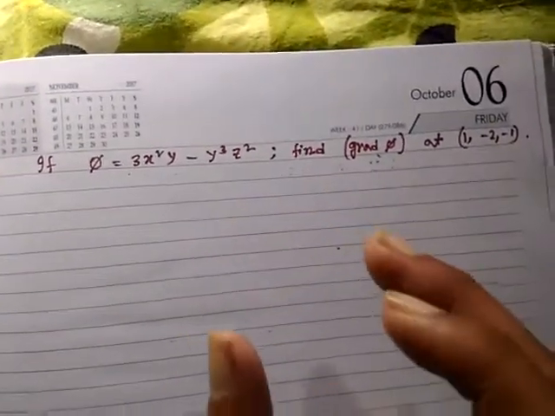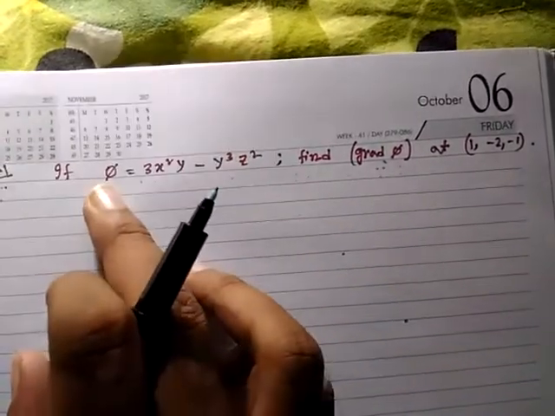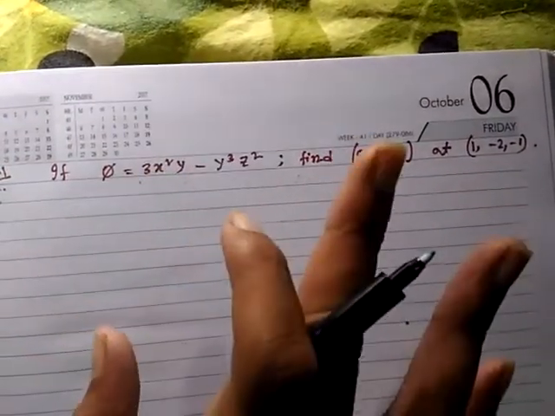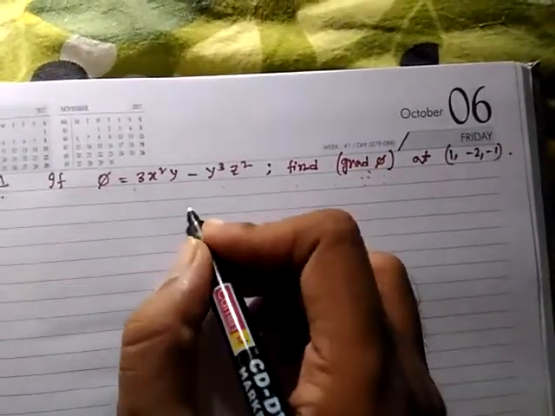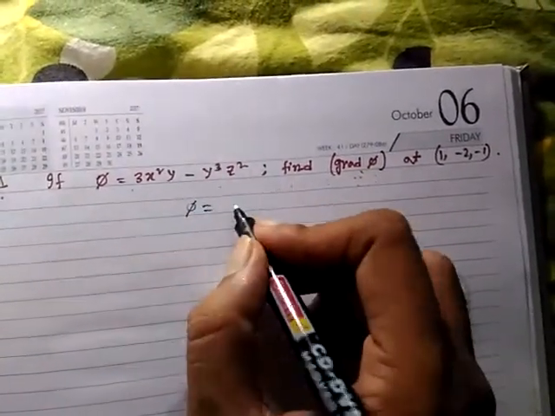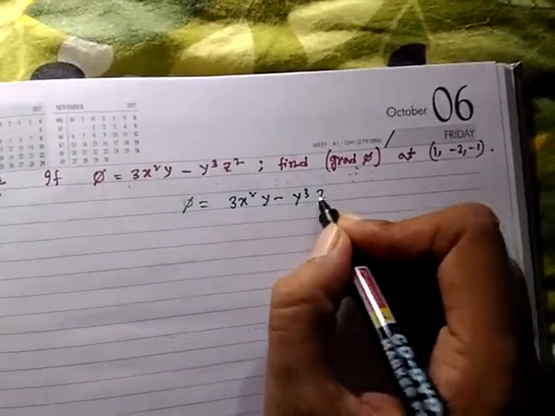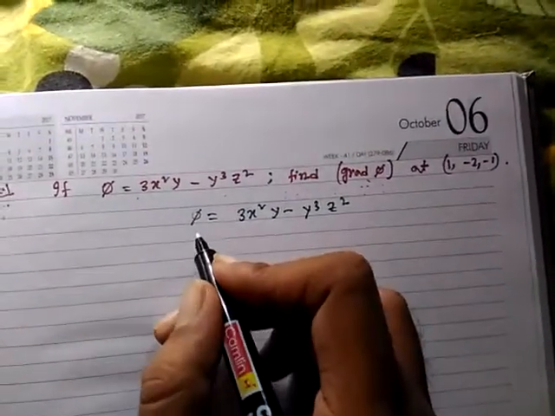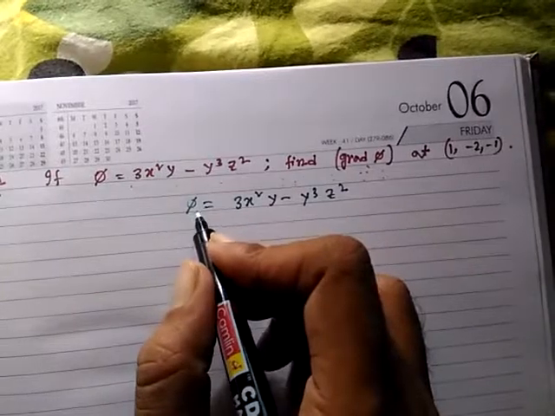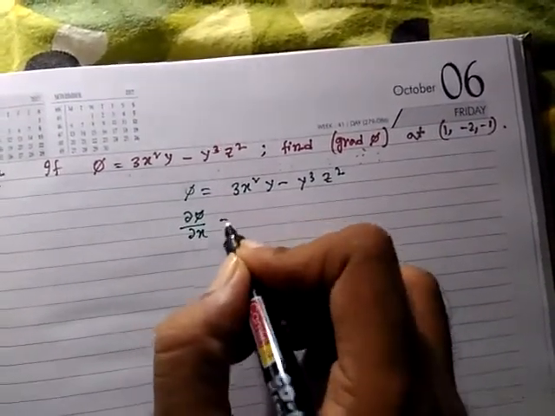So what we have to do first? We have to determine first the partial derivatives of this function with respect to x, y and z respectively. Here the function phi is equal to 3x square y minus y cube z square. So the partial derivative of this function phi with respect to x will be del phi del x.